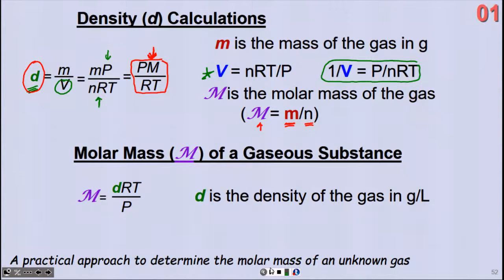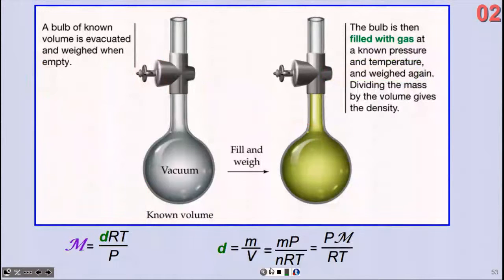By the same token, you can rearrange that equation, and the molar mass, with a fancy M here, is going to be rearranged from that previous equation to be dRT over P. And so if you know the density of the gas, you can come up with the molar mass of an unknown gas. So two relationships that are kind of shortcuts to calculating characteristics of a gas like density and molar mass.